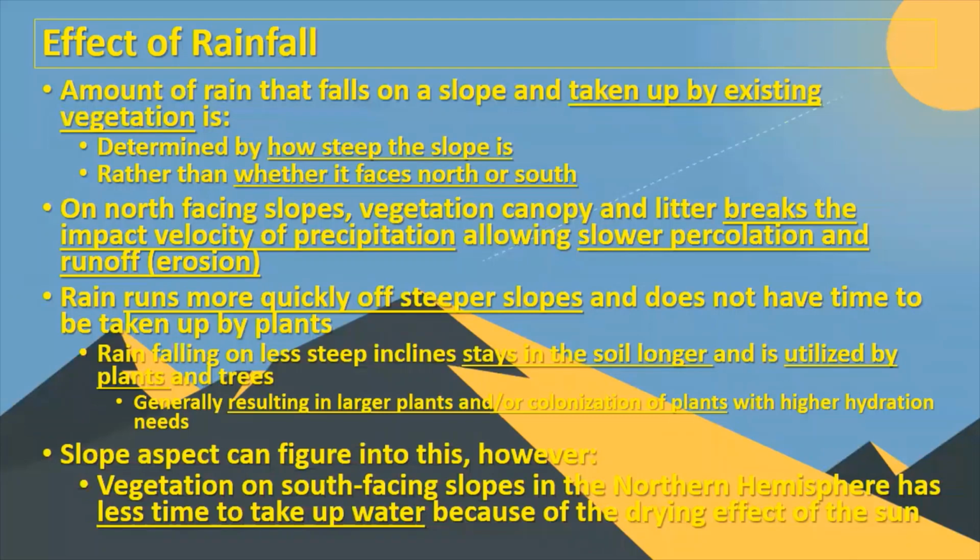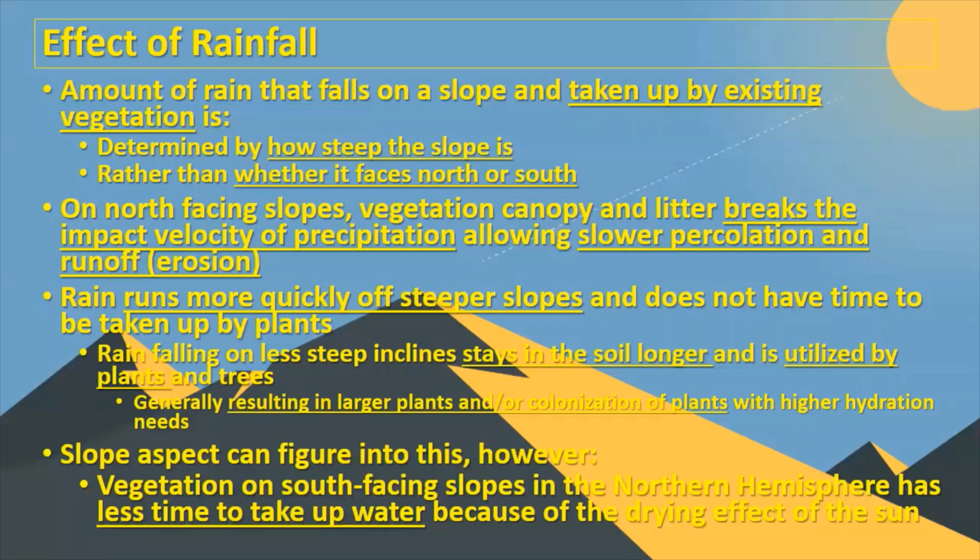Effects of rainfall on slopes. The amount of rain that falls on a slope to be taken up by the vegetation is determined by how steep the slope is. That's one consideration, and whether it faces north, the aspect itself. So on north-facing slopes, the vegetation canopy and litter that's on the ground breaks the impact velocity of precipitation, allowing slower percolation and runoff erosion. That's on north-facing slope. That's the vegetation canopy or the layer of say the forest floor. That's more developed, the trees on the north-facing slope, so it offers more protection.